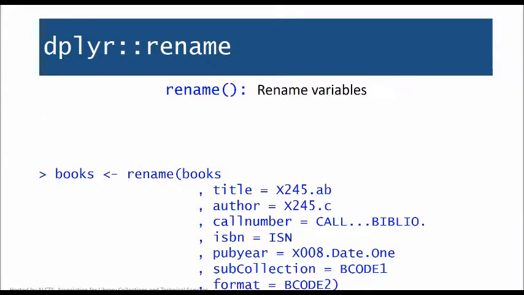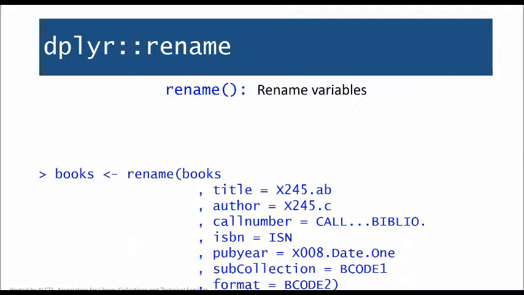So I'm going to use rename to rename those. I'm going to call books, that's my object, and I'm going to assign to books renamed books, and for rename, the new name comes first. So I'll rename 245AB to title, and so on. Bcode 1 to subcollection, Bcode 2 to format.